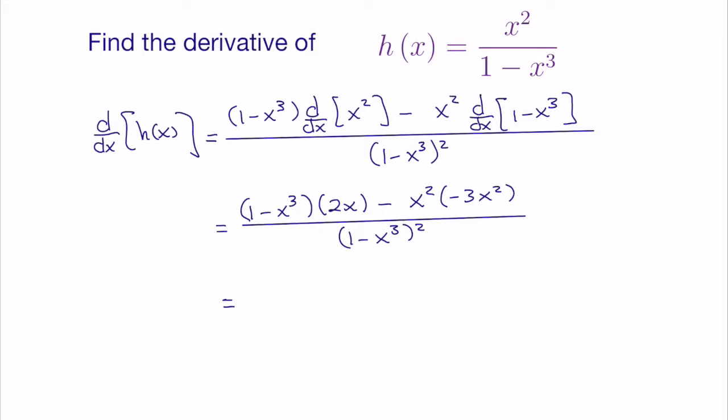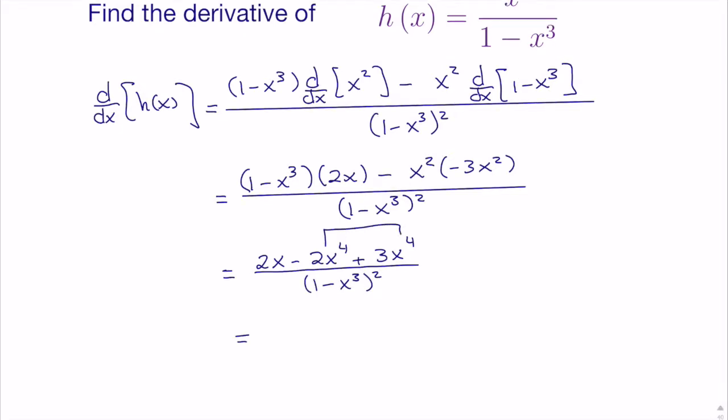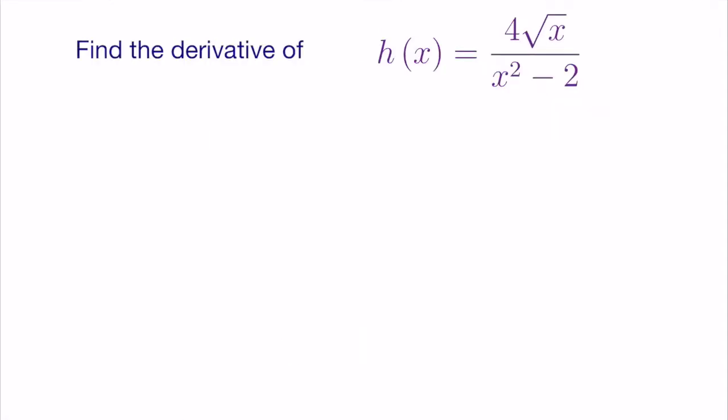And then this is equal, I'm going to distribute the 2x, so this is 2x minus 2x to the fourth power plus 3x to the fourth power all over 1 minus x cubed squared. Then I combine these two numbers, and the derivative is x to the fourth power plus 2x over 1 minus x cubed squared. Here is our second example.